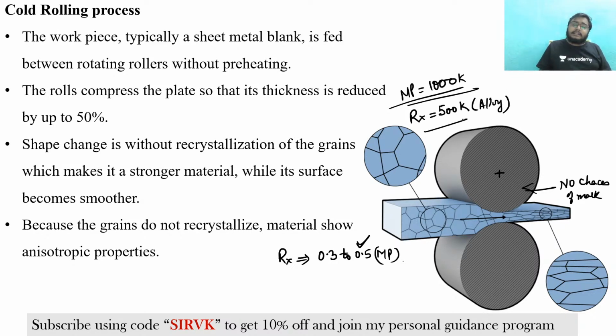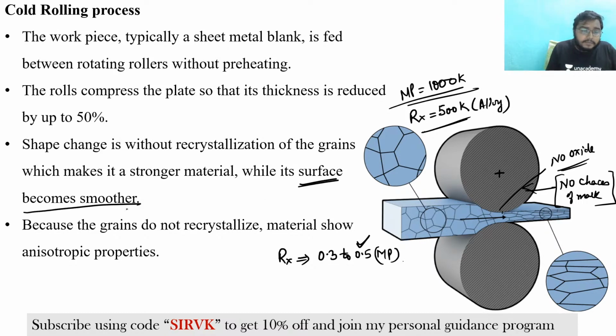Now this is a very small amount of temperature, and at this temperature there would be no marks, and definitely no oxide formation would be there. For these reasons we are getting a very good surface quality, so the surface becomes smoother. Understand or not?